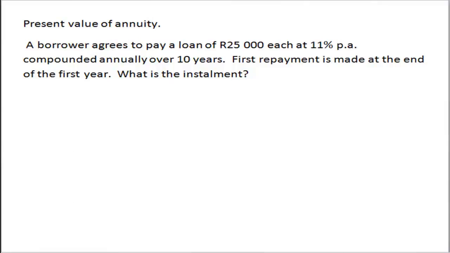This is Mathematics of Finance, which is on page 63, and what we're basically looking at is the present value of an annuity, and this is normally associated with borrowing money or taking out a loan. Now, a borrower agrees to pay a loan of 25,000 rands each at 11% per annum compounded annually over 10 years. First payment is made at the end of the first year.